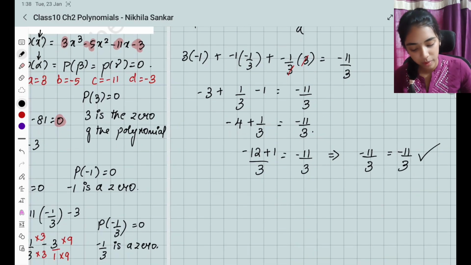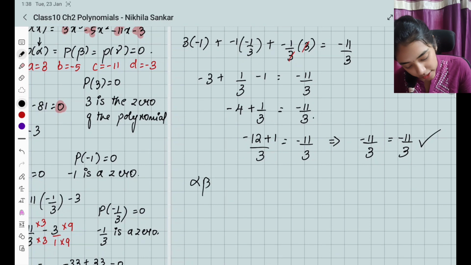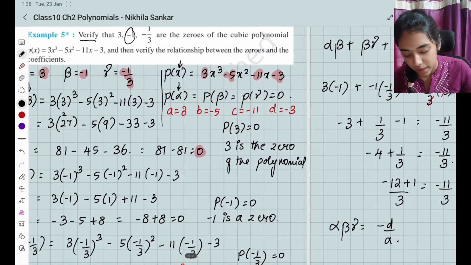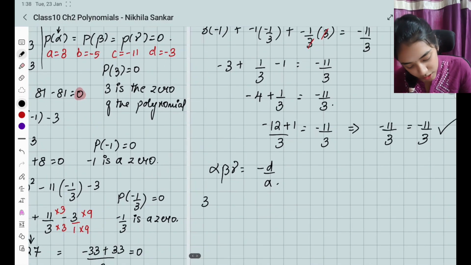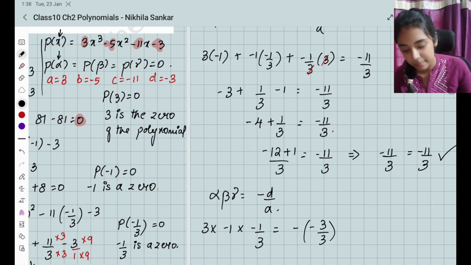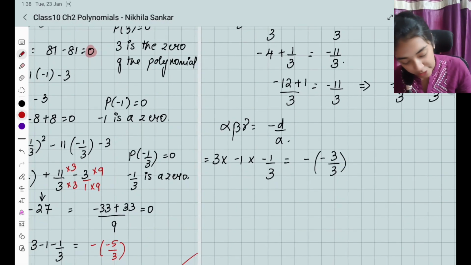Understood? This is how you check. Next, the last one, you have the product alpha beta gamma equals minus d divided by a. Last coefficient. Okay. So what is alpha beta gamma? It is going to be 3 minus 1 minus 3. So 3 into -1 into -1 divided by 3 equals d is going to be minus of -1. D is going to be -3 divided by 3. Okay. So when I cancel some values, I have 3 and 3 cancel out. Here also 3 and 3 cancel out.